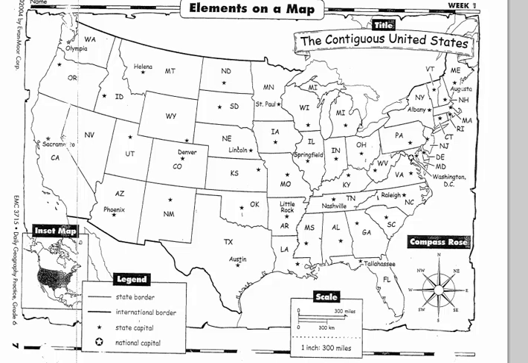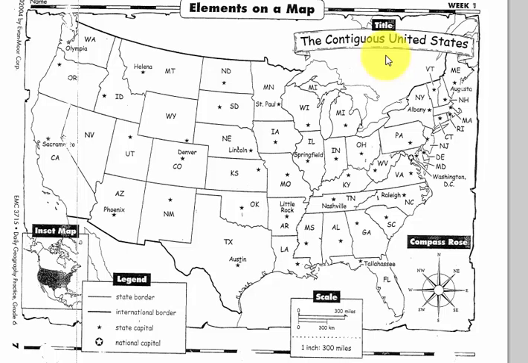This is week 1, and we can tell by it being marked week 1 up in the top right corner. And the very first thing that we ever do when we are looking at a map is to look at the title. In the top right corner, you can see that the title of this map is the contiguous United States. Now, the first thing we need to figure out is what that word contiguous means. In this case, and in most cases, it means connected. So this is the connected states of America.